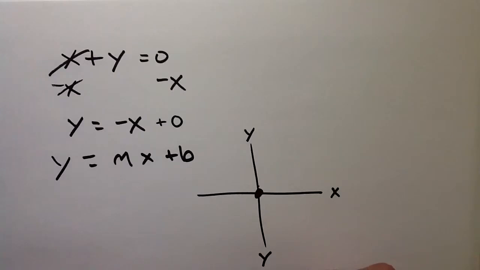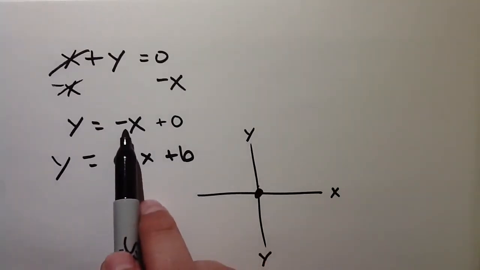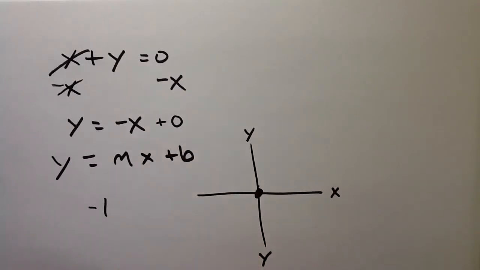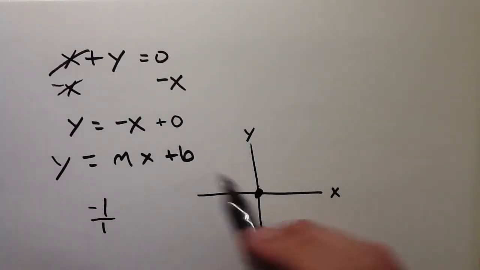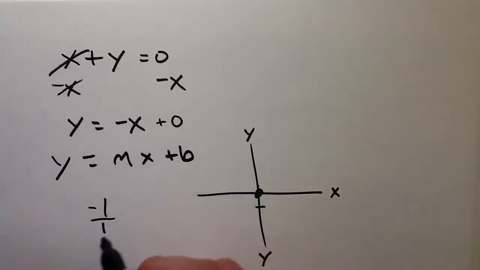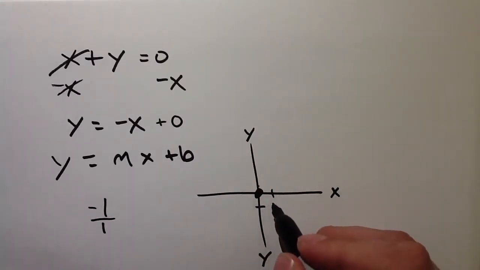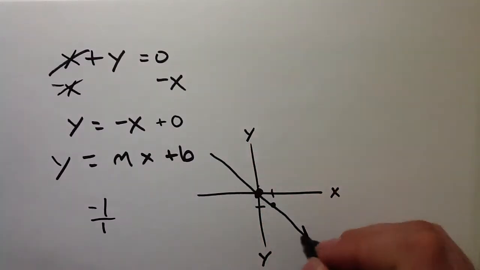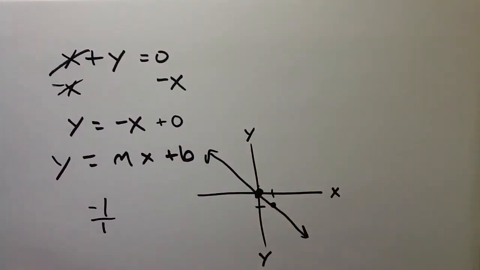And now I need to do a rise over run. When I don't have a number in front of x, we know that there's always a 1 in front of x. So really I have a negative 1 over a 1. Since I have a negative 1, instead of going up 1, I go down 1. And then I have a positive 1, so I run 1. And I just go ahead and draw myself a nice straight line.